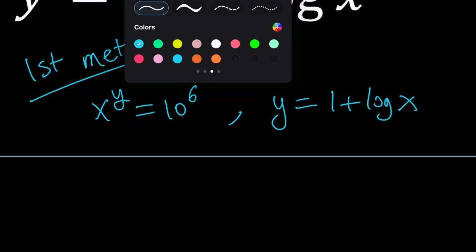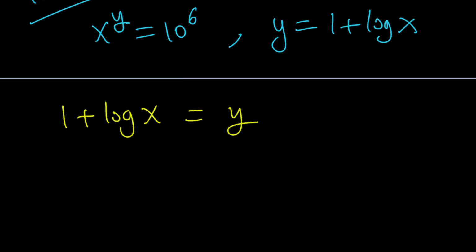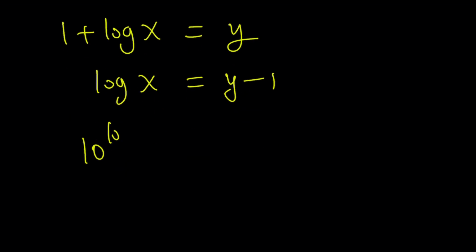So here's what we're going to do. We're going to take y equals 1 plus log x, or let's write it as 1 plus log x equals y. I want to put the x on the left-hand side. It's kind of more natural. And then subtract 1 from both sides. Log x equals y minus 1. And then I want to do 10 to the power log x equals 10 to the power y minus 1. So we can do 10 to the power on both sides.